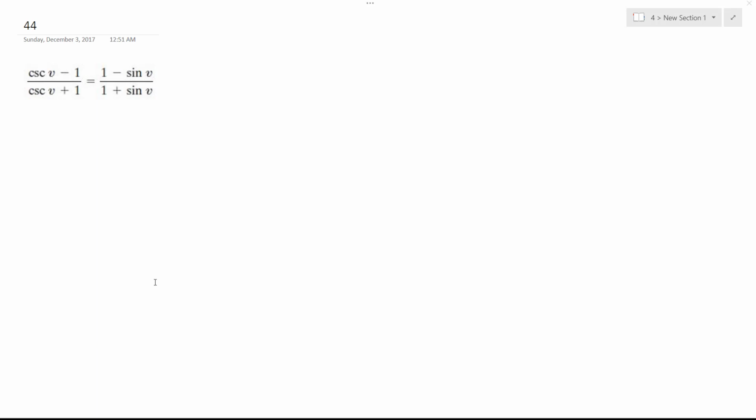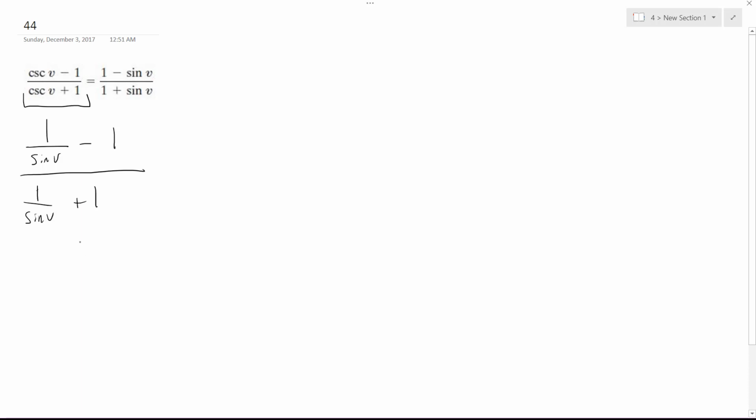All right, so here's what we're going to do. I'm going to work with the left side, and then we're going to prove that it's equal to the right side by converting it that way. So rewriting the cosecant as 1 over sine v minus 1, and then over 1 over sine v plus 1.